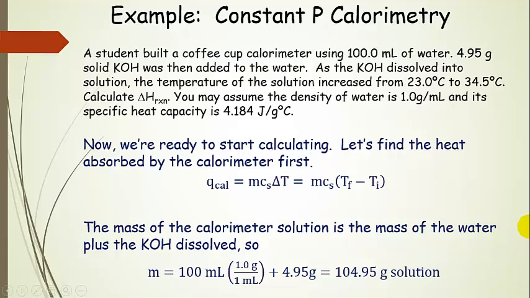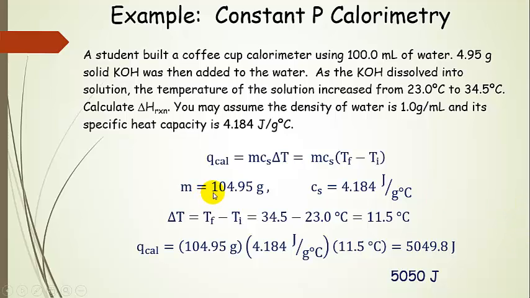Okay, so now we're ready to start calculating. Let's find the heat absorbed by the calorimeter first. We're going to use this equation. The heat the calorimeter absorbed is equal to the mass of the solution times the specific heat capacity of that solution times its temperature change during the process. Now, the mass of the calorimeter solution is the mass of the water plus the mass of the potassium hydroxide dissolved. So let's take our 100 milliliters of water. We're going to use the density of water to convert that to mass. So we have 100 grams of water plus our 4.95 grams of potassium hydroxide to give us 104.95 grams of solution. So that's our m. That goes right here.